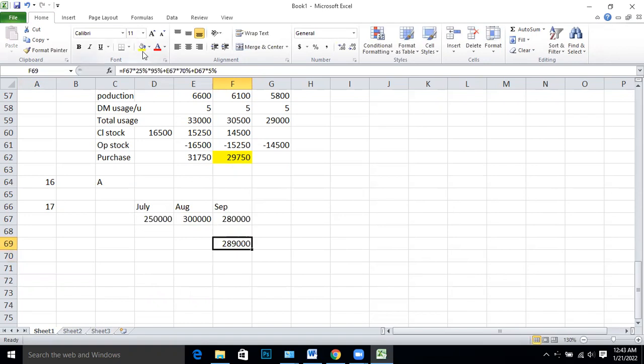289,000 is the right answer. 280,000 same month sales into 25. Previous month sales into 70. The month before that into 5. For the same month, again you do a net of discount adjustment. So the figure you got there, I multiplied by 95%. You can see here. Yes.